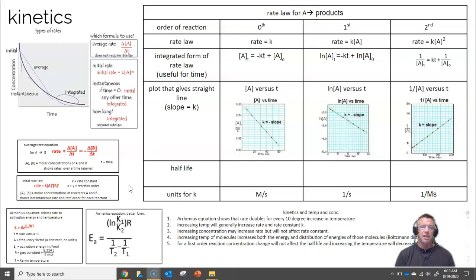Okay, well, I hope you enjoyed the kinetics unit, and for this class, we're going to proceed forward now with the equilibrium unit.